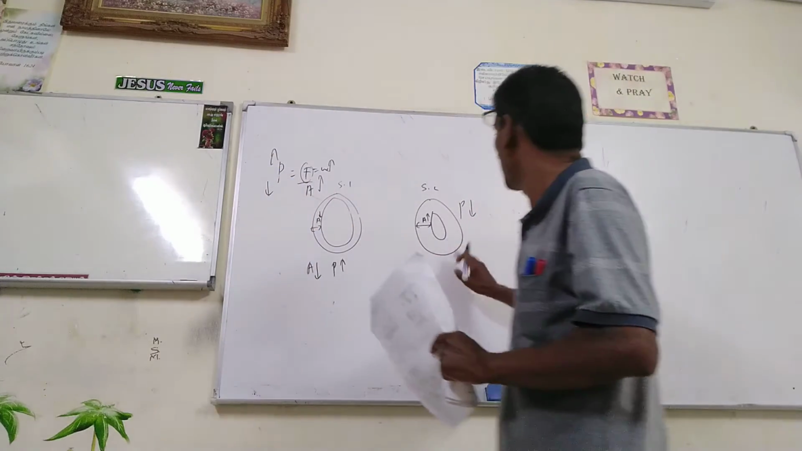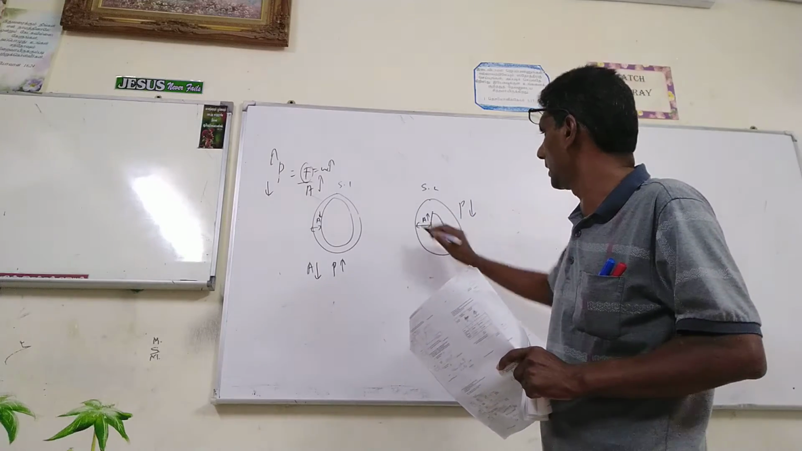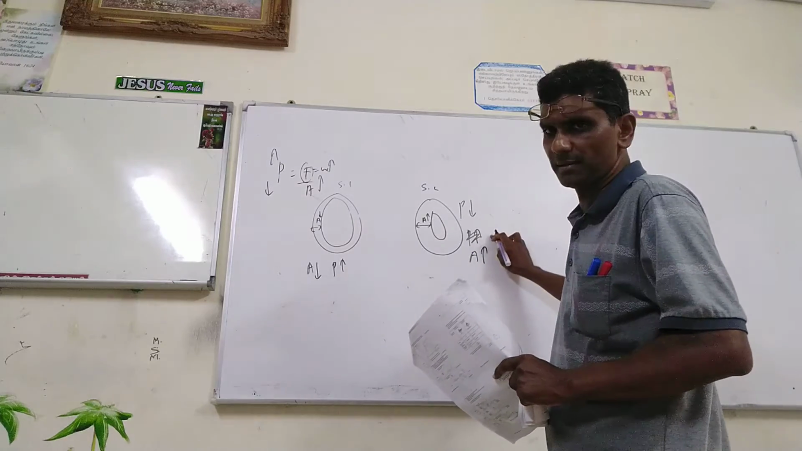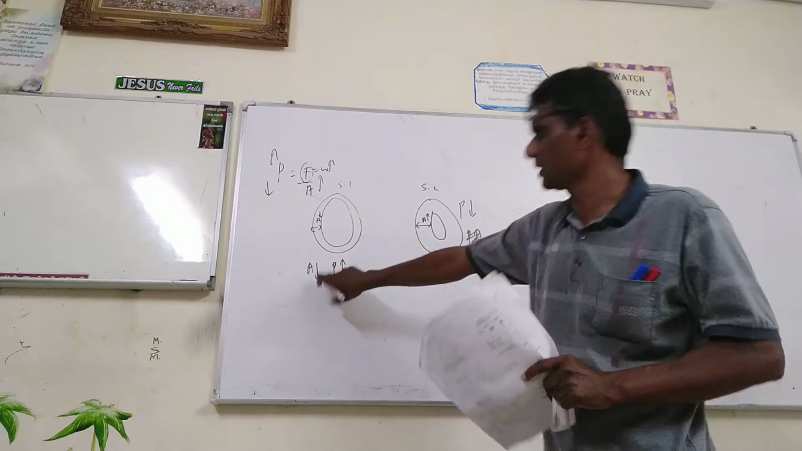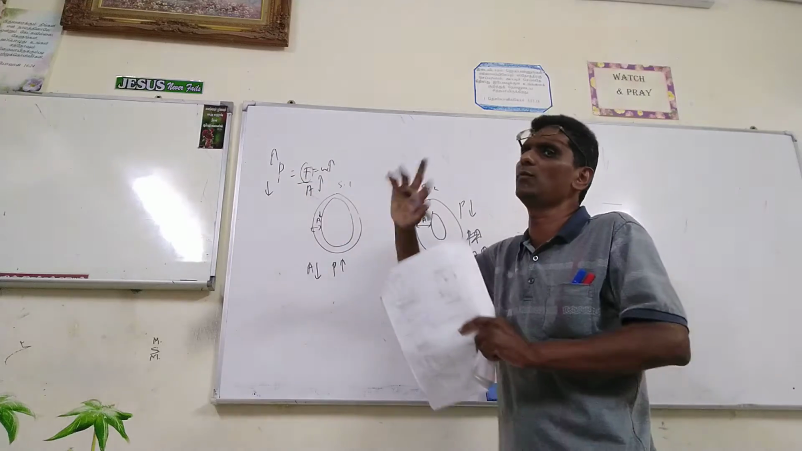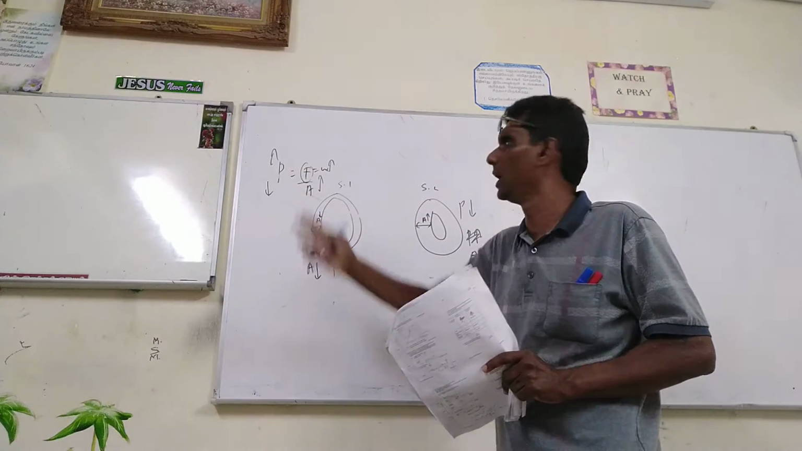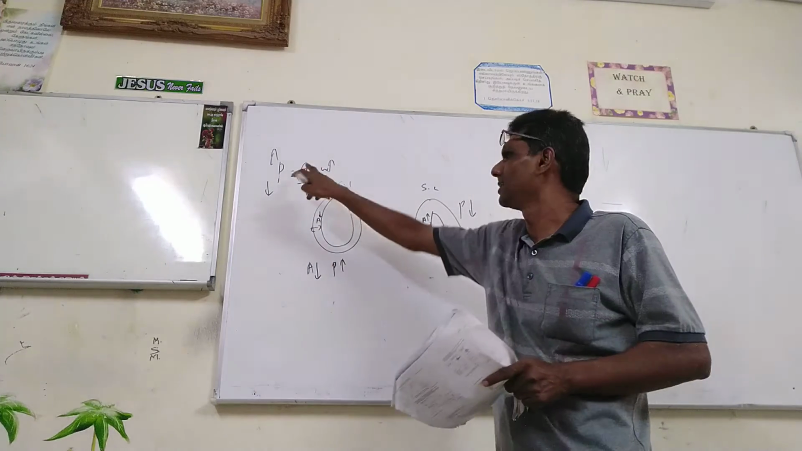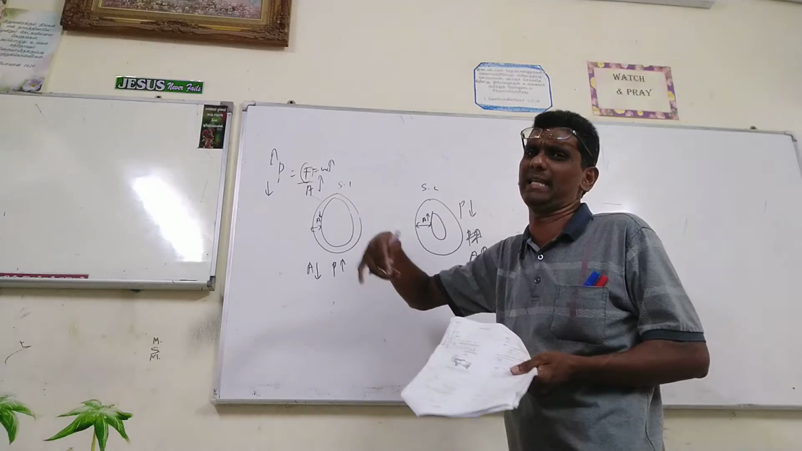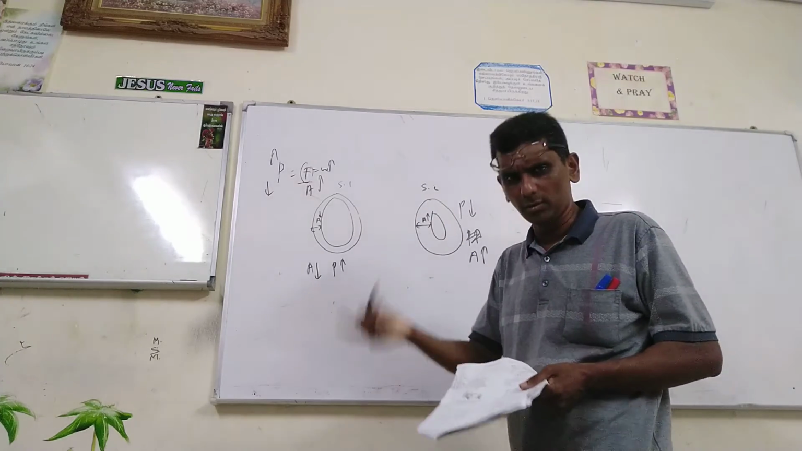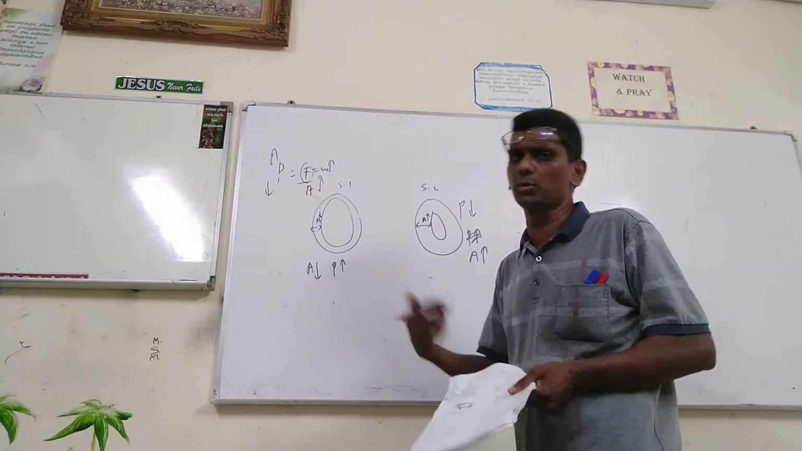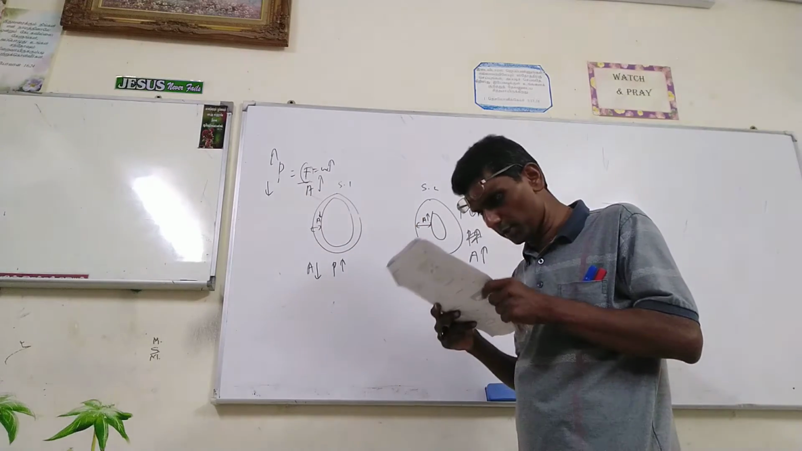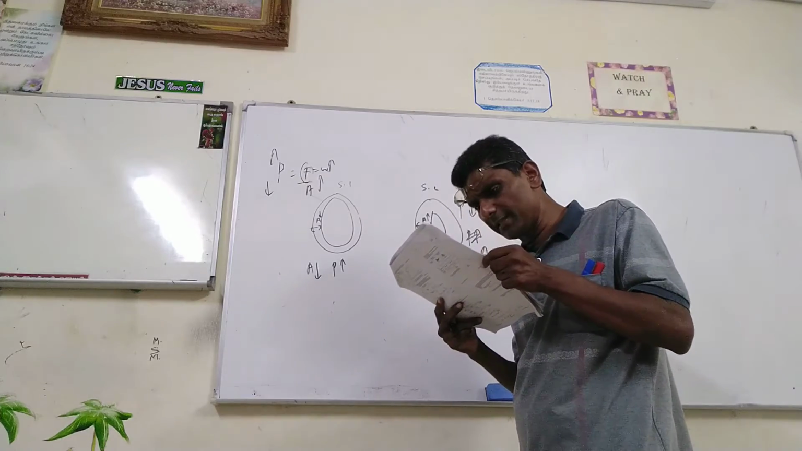So when the area increases, pressure decreases. When the area decreases, pressure increases. Pressure and area are inversely proportional. Pressure and weight, or pressure and force, are directly proportional. Force and weight are the same because they carry the same unit, Newton. So directly proportional. Okay.